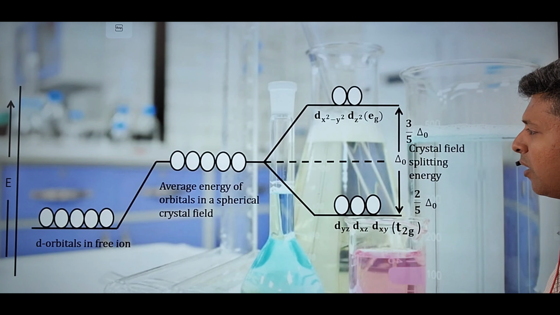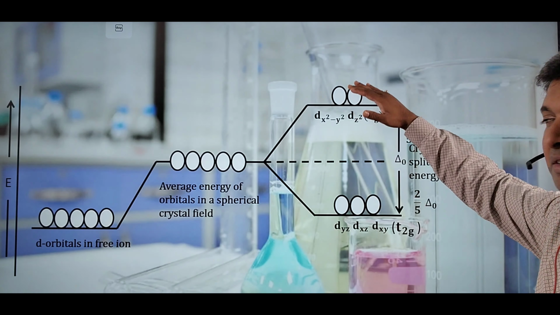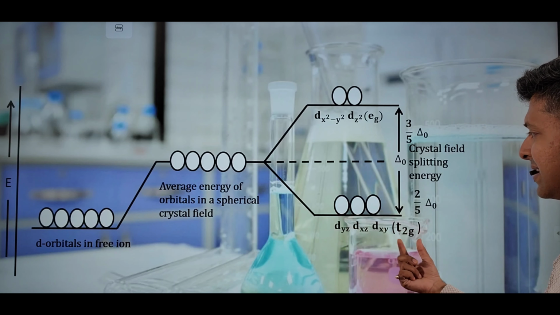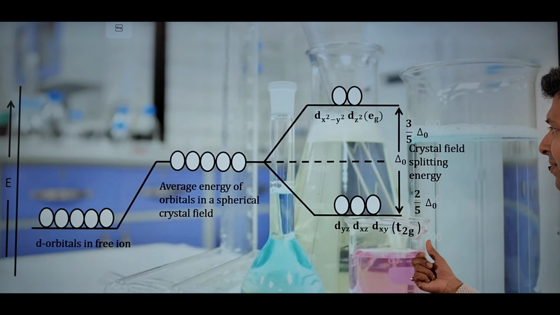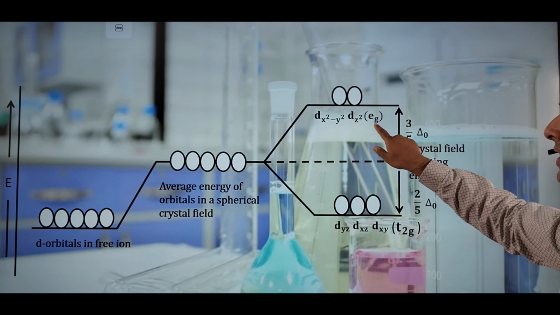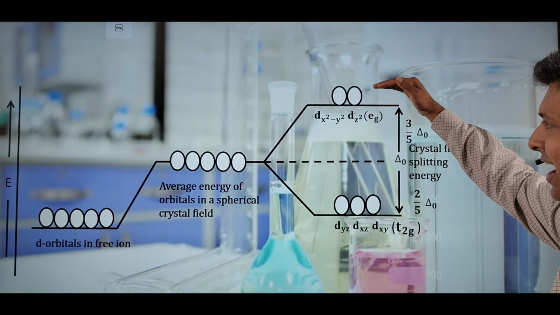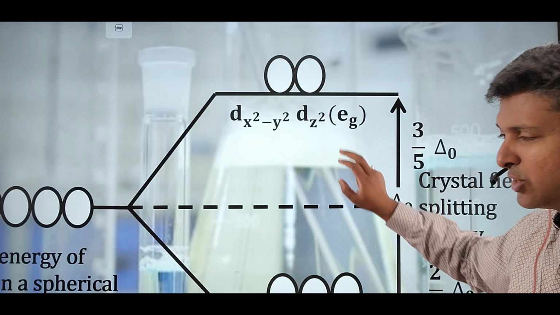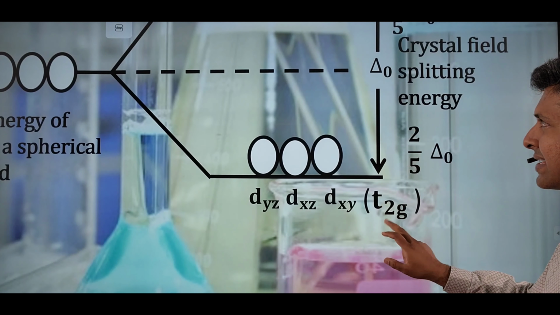So now when I'm telling you that there is an energy difference between these two, we call the energy of this T2g, and here the energy we call Eg. This has a higher energy. I hope you are able to see that. This we are calling Eg, and this we are calling T2g.